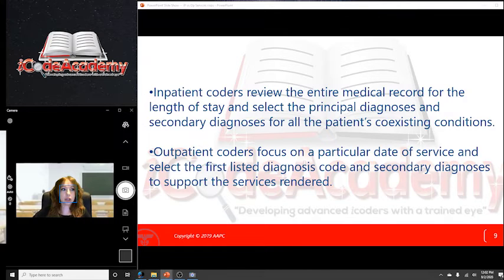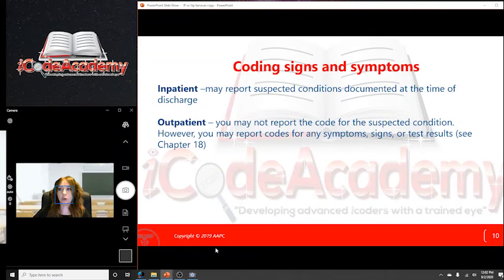Again, your inpatient is where you can pick up unconfirmed or not finalized diagnoses. In outpatient, we can't do that. And so you can see that here when we talk about coding for signs and symptoms. Inpatient, go ahead and pick up those suspected, probable diagnoses that are reflected at the time of discharge. We don't want to be picking those up on a day-to-day basis in our daily cares or our subsequent progress notes because they may be ruled out through further testing.